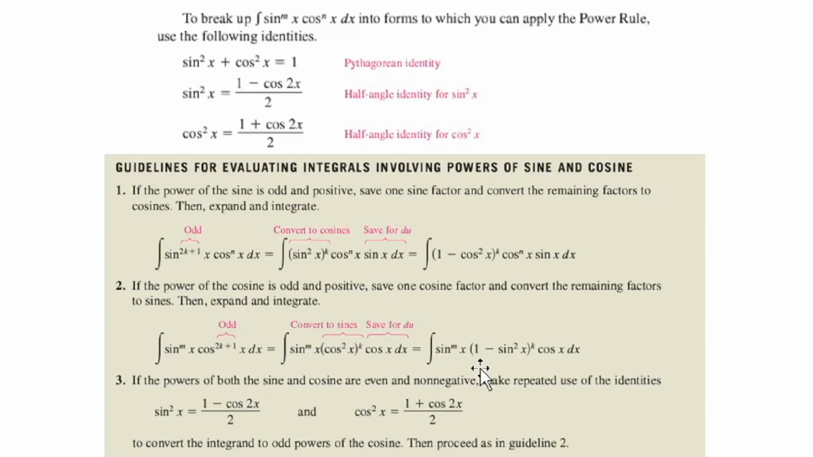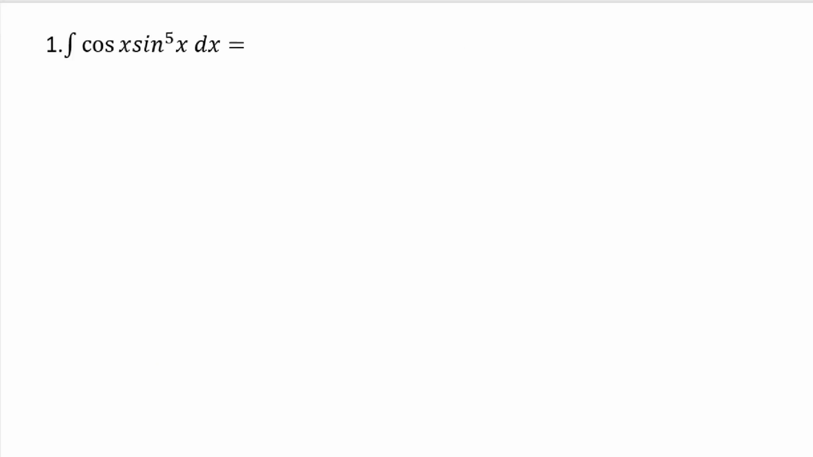And for number 3, if the powers of the sine and cosine are even and non-negative, then make repeated use of the identities. So for sine squared x, we use 1 minus cosine 2x all over 2. And cosine squared x is equal to 1 plus cosine 2x all over 2 to convert the integrand to add powers of the cosine. Then proceed as in guideline number 2. So let us use these rules in the succeeding examples.